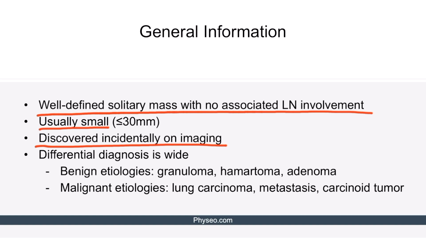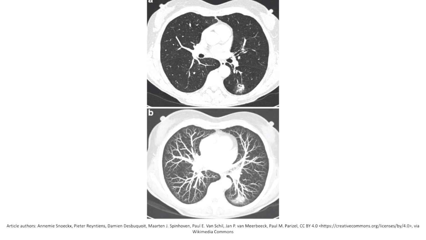The most important thing is to figure out whether it's of benign or malignant nature. The differential diagnosis is wide. Examples of benign etiologies include granulomas, hamartomas, and adenomas, while malignant etiologies include lung cancer, metastasis to the lungs, and carcinoid tumor. Here is a CT scan showing a solitary nodule in the lower left lobe.